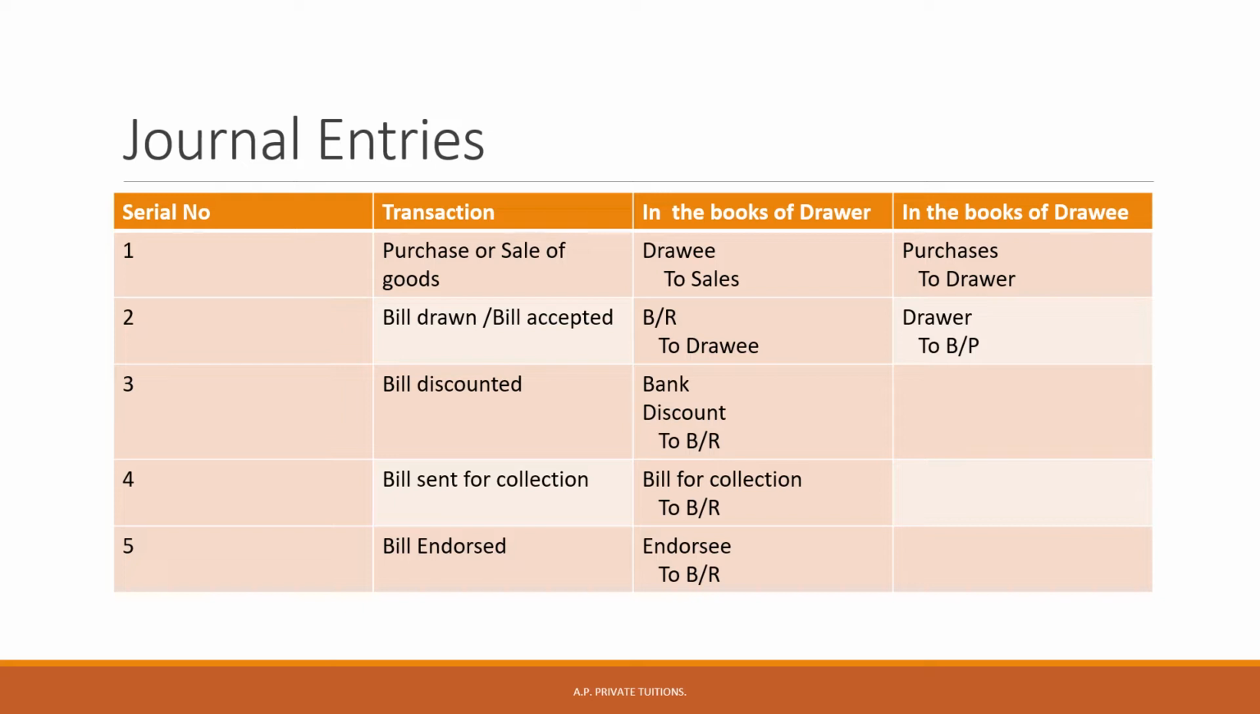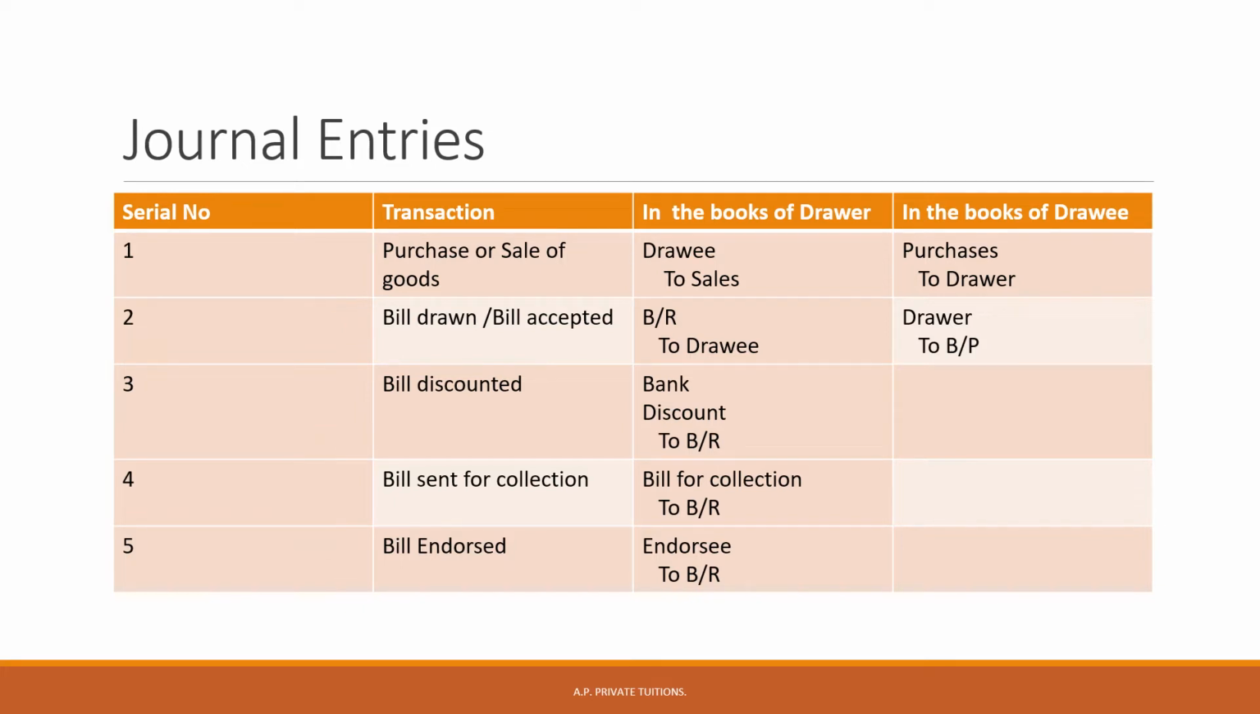Then once the purchase or sale is done, the bill is drawn. Journal entry for bill drawn will come in the books of drawer, and journal entry for bill accepted will come in the books of drawee. Bill drawn entry is bills receivable to drawee, and bill accepted entry is drawer to bills payable.